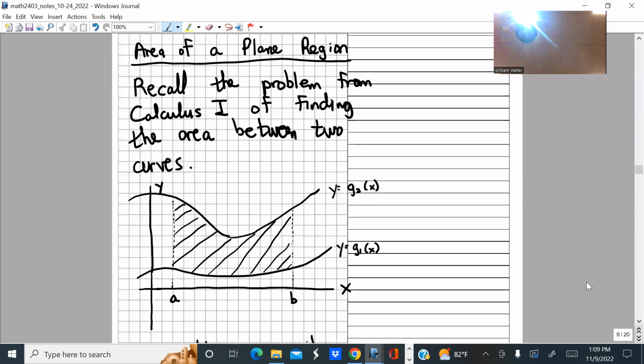Now, here's one application of our double integrals and our region of integration. So I want you to think back now to calculus 1. Suppose you were presented with this problem. So you want to find the area between these two functions, between these two curves, right? So that shaded area. Remember how you did this in calculus 1? The idea was really straightforward, okay?